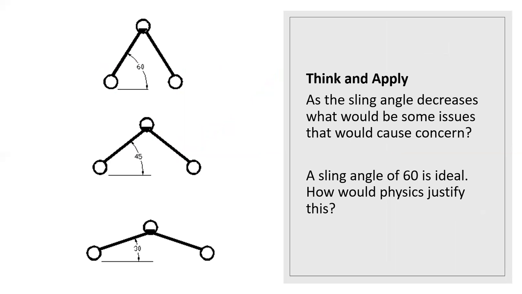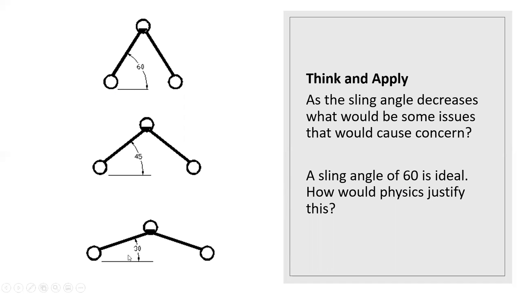Now here, I want you to think and apply. As the sling angle decreases, what would be some issues that would cause concern? And a sling angle of 60 degrees is ideal. How would physics justify this? Well, I kind of gave the answer for this already: the 60-degree angle is ideal because it allows for substantially less tension in the cables as compared to when you have larger angles.